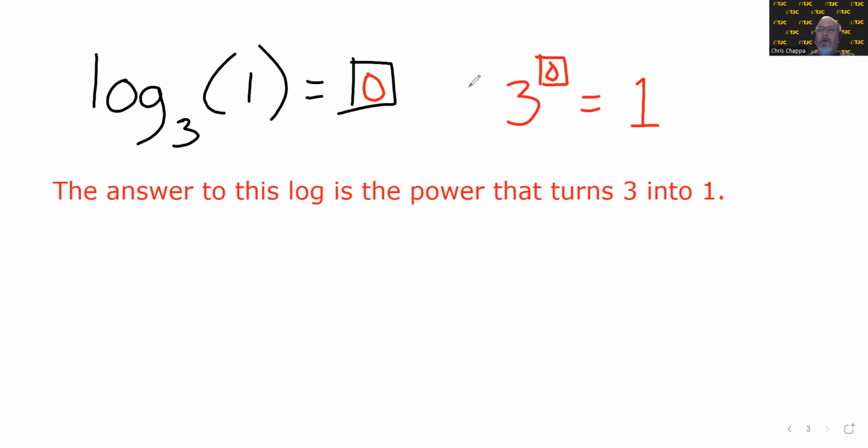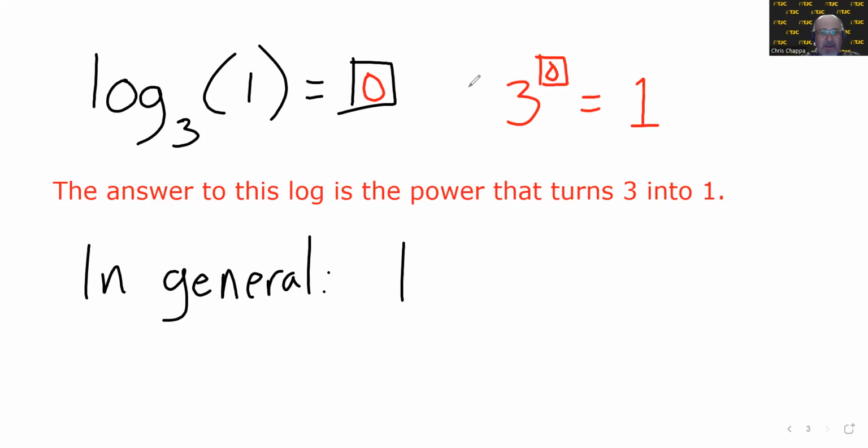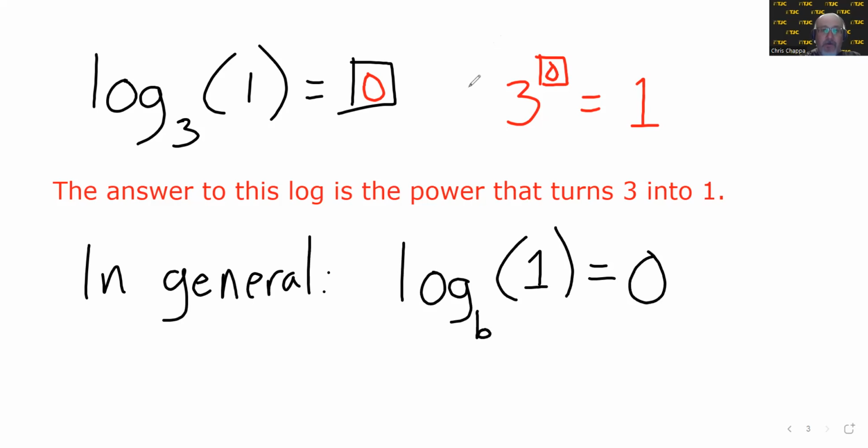What made this problem work? Not the 3, the 1. So in general, we can say the following. If we have any log, any base except 0, and the argument is 1, then that's going to equal 0 every single time, as long as the base is not 0. Actually, by definition of a logarithm, the base has to be positive, but the base is not equal to 1.